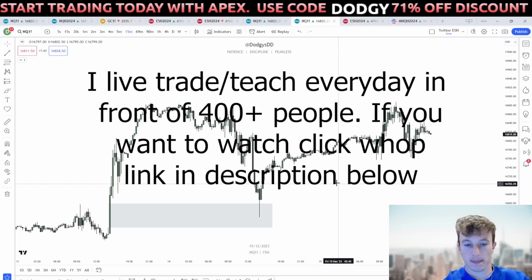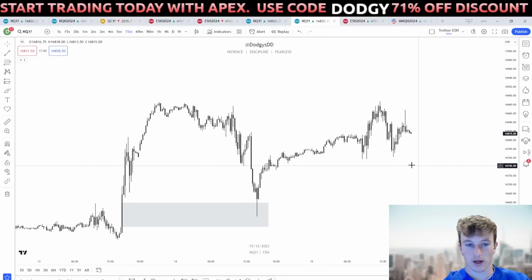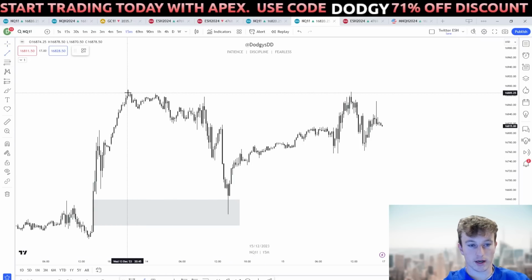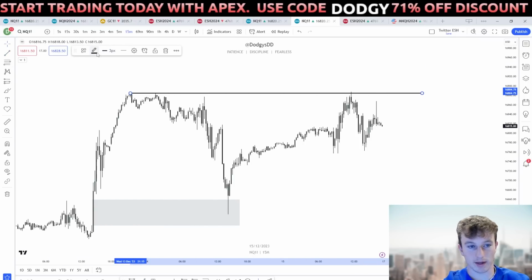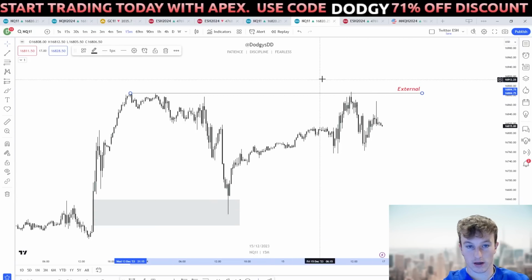First things first, you're going to need to understand what internal range and external liquidity are. They're pretty basic: externals are on the outside, internals are on the inside. An example of external liquidity would be this high because it's on the outside of the range. And then we make new external liquidity right here, so it changes.